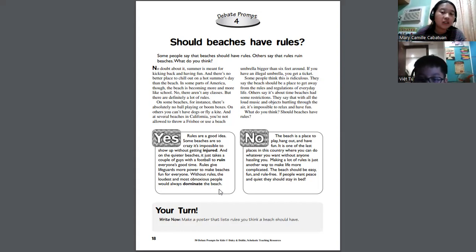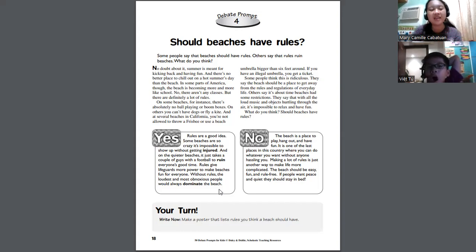So they should have rules because it says here in the agreed side that it's for them to have fun, and they will be far from any injuries, right? They should have rules so that they will know what is not good and what is good, right?